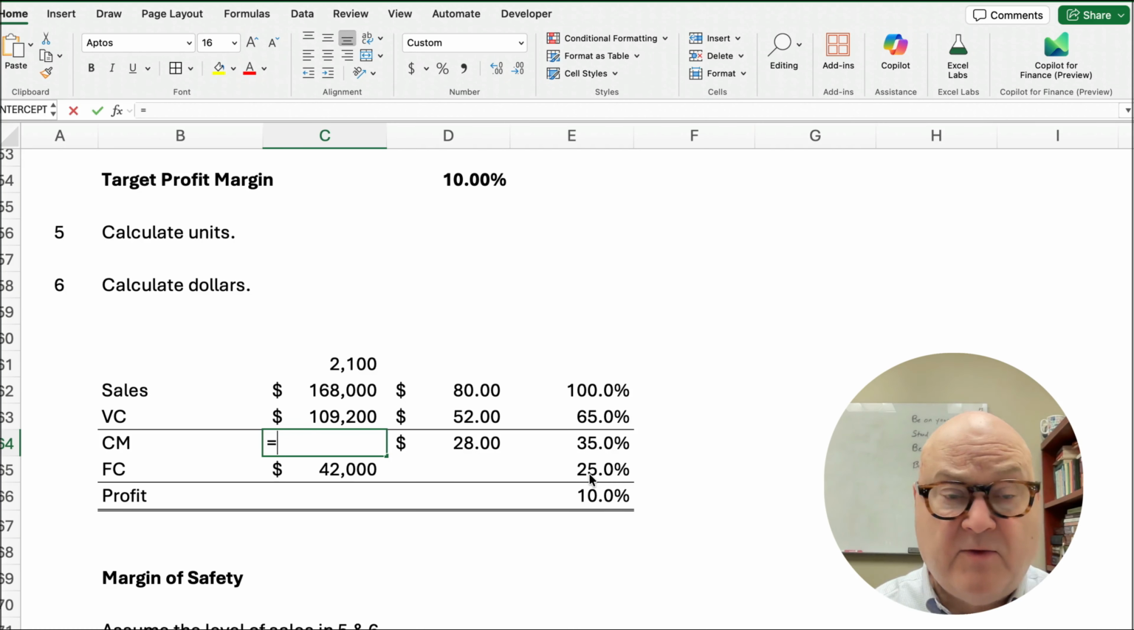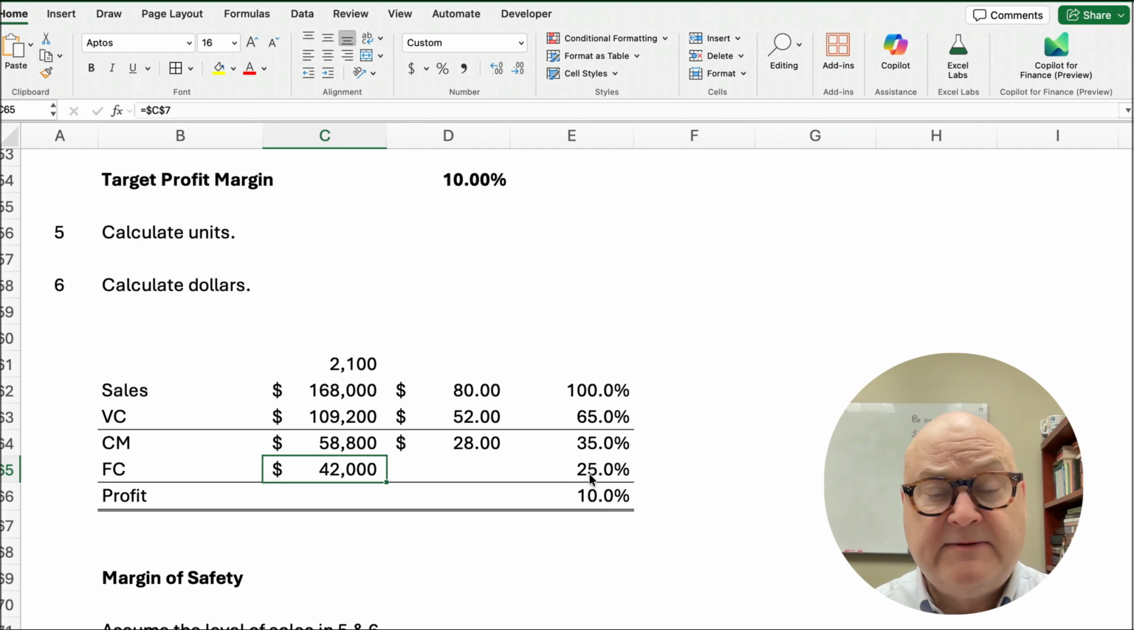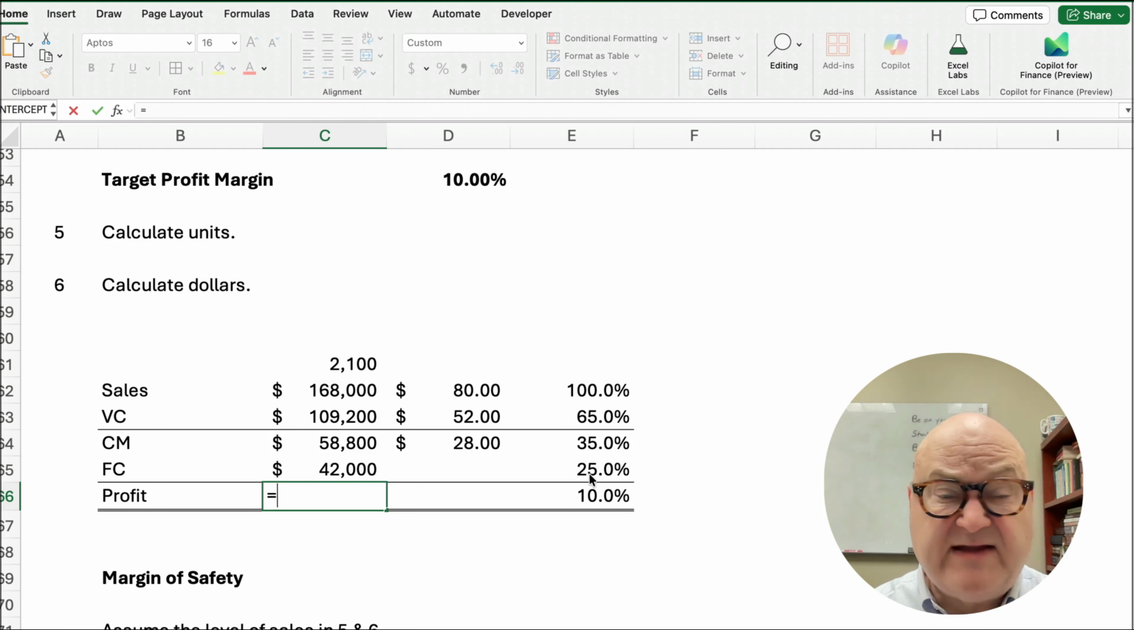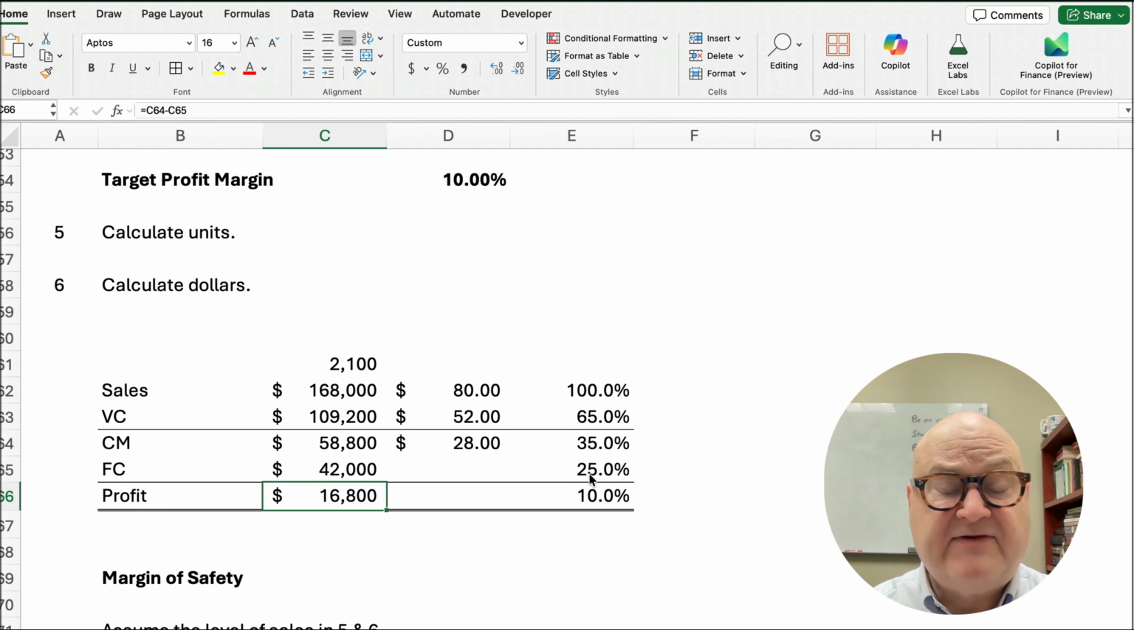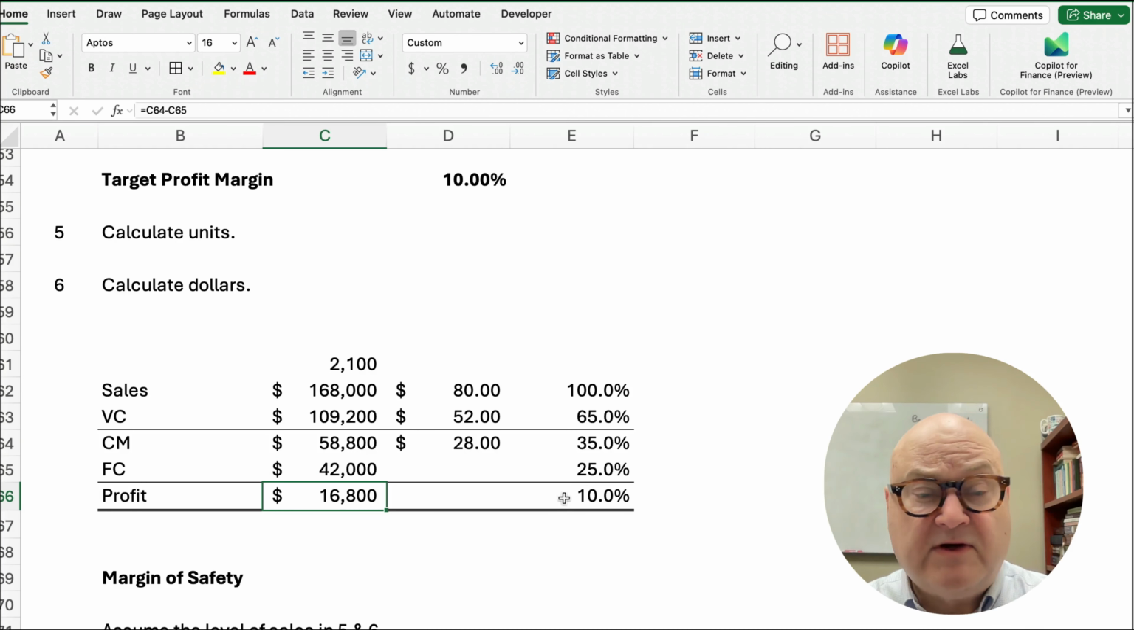109,200. We can subtract this out, 168 minus 109. So we got 58,800. So if I take 58,800 minus the 42, I've got 16,800. Well, what is 10% of 168,000? Well, that's 16,800. That's 10%. This 42 is 25%. This 58,800 is 35%.